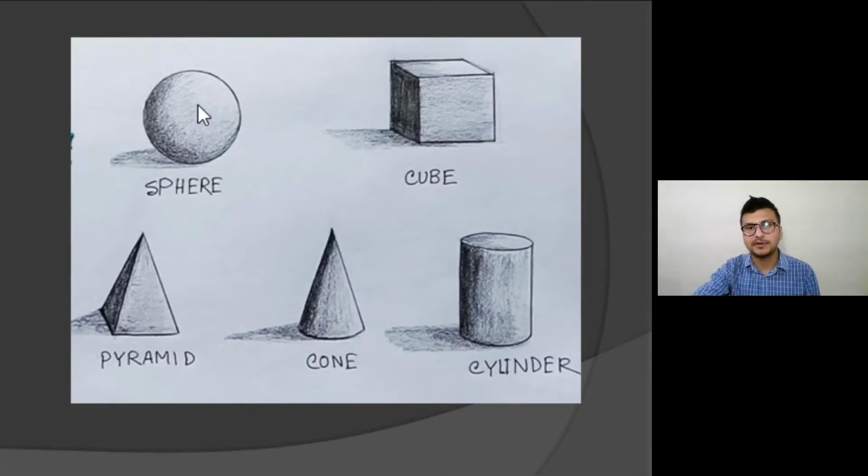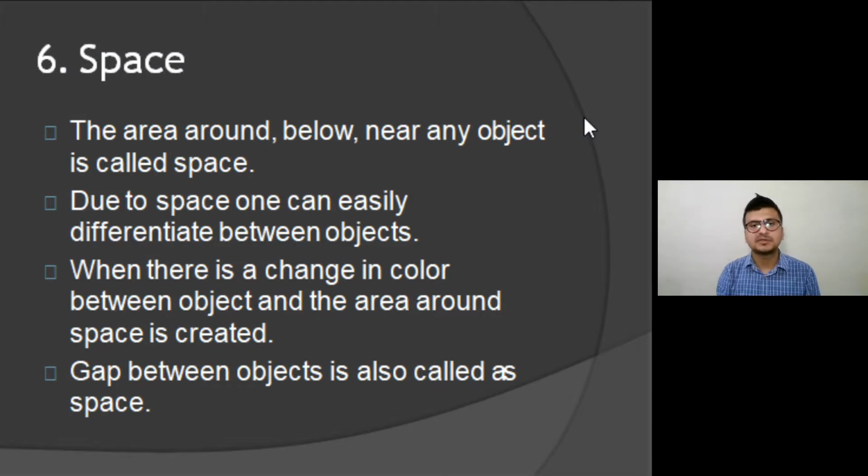See, here it's a sphere. Again, it's a cube. It has three dimensions. This is, you can say, the x-axis, y-axis, and this is the z-axis. Again, this is the z-axis, this is the y-axis, and this is the x-axis. Again, it's a cone, pyramid, and cylinder. Each and every element that you can see right now in front of the screen is a form, and it has three dimensions.